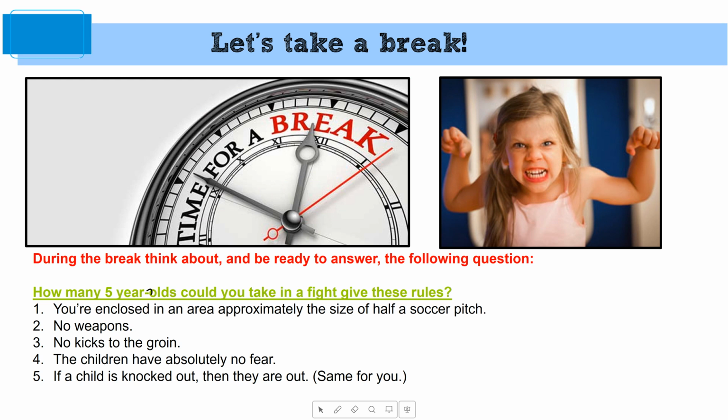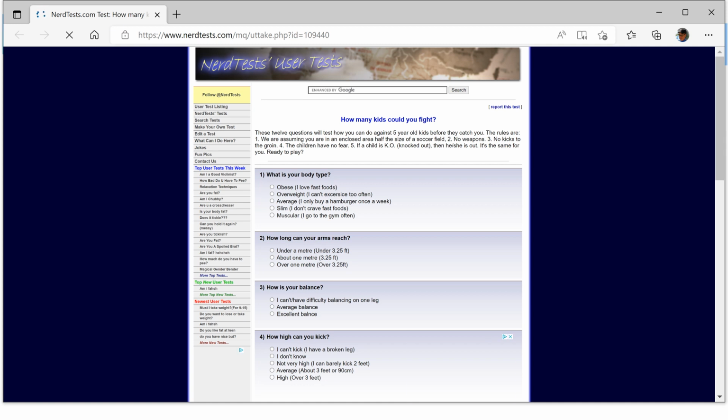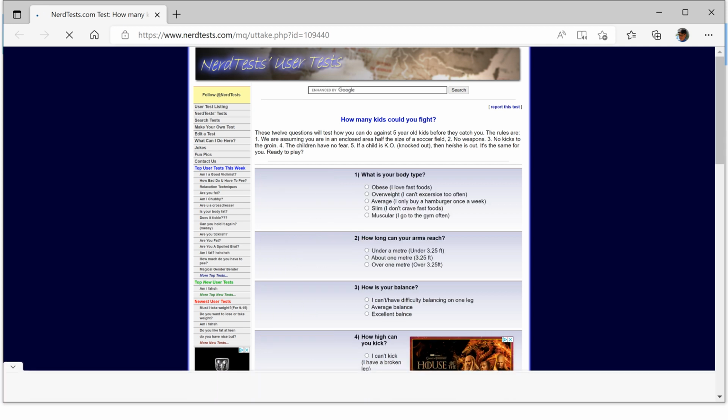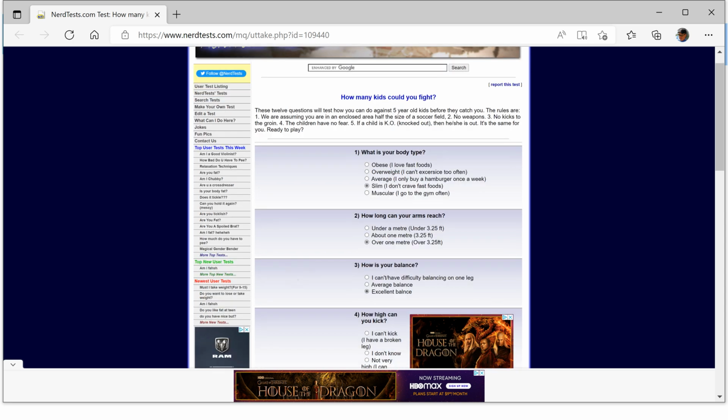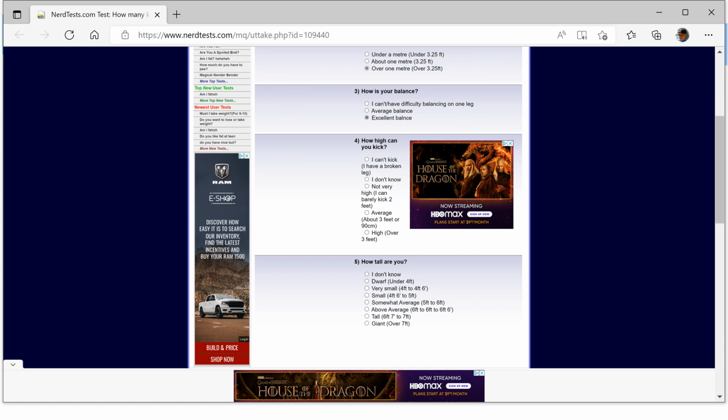Anybody else want to try it? Real quick. We have time. Patrick, you want to go? Sure. All right, hold on. Obese, overweight, average, slim, or muscular? Slim? Okay. Just take your formula. Over 1 meter? You got long arms, right? Yeah. How's your balance? Excellent. How high can you kick? Pretty high. Average or high? High. You can kick over 3 feet. Yeah. Okay. How tall are you?